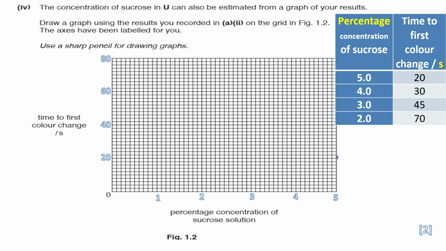Now here 5 with 20 seconds. 4 with 30 seconds. 3 with 45 seconds. Okay, I think 3 must shift one small square to the left. It's okay, no problem. 2 with 70 seconds. Now we can plot our graph by connecting by hand, or ruled, no problem. Okay, like this one.